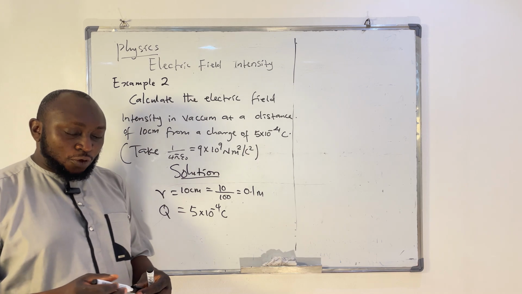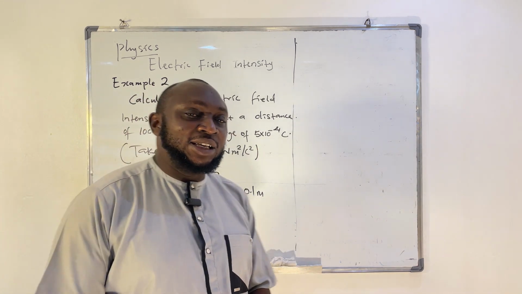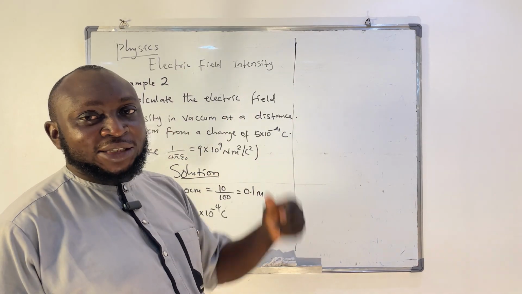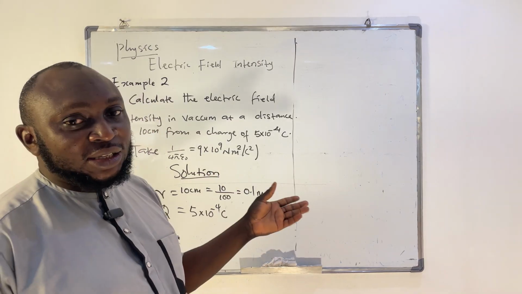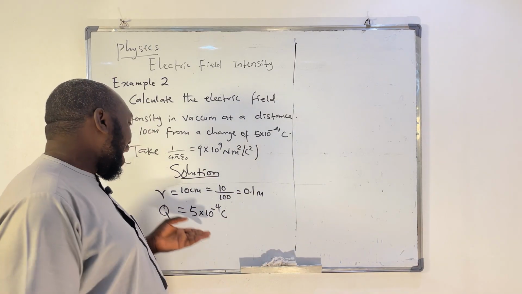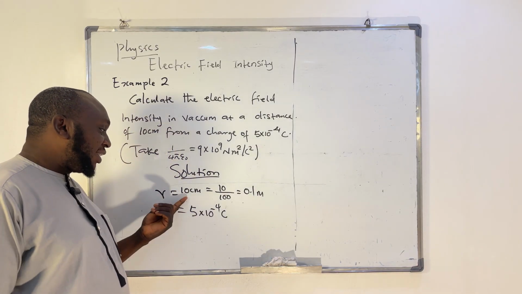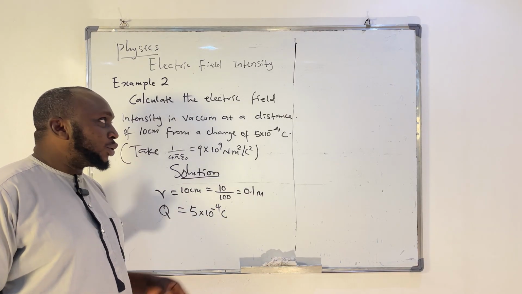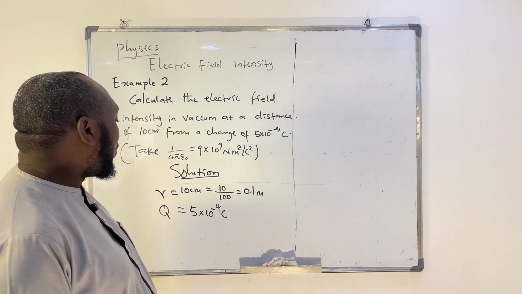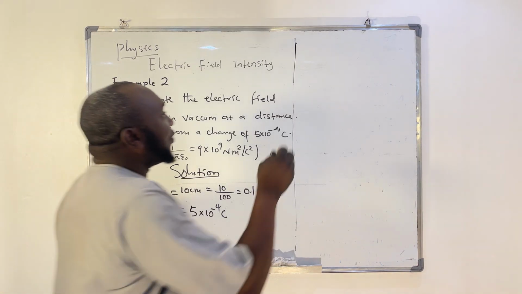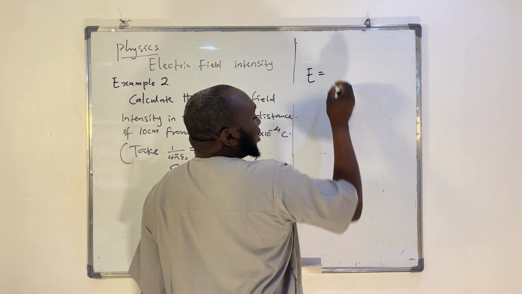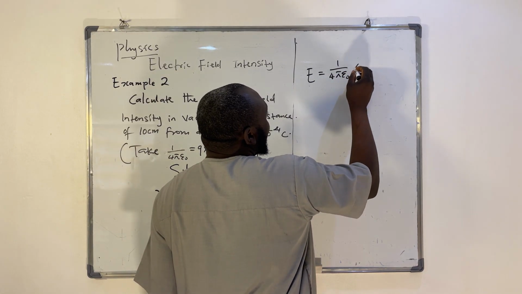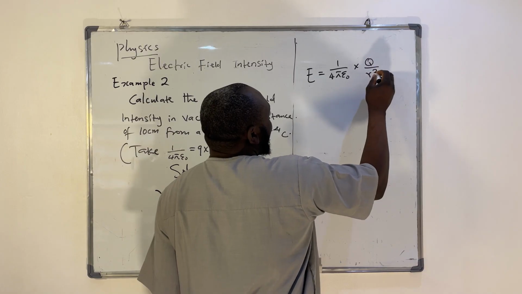I told you that we have two formulas to solve for electric field intensity. The first one we use when force and charge are given, and we used that formula in example 1. The second formula we use when charge and distance are given. The distance, which is 10 centimeters, and the charge, 5 times 10 to the power of minus 4, are given to us. That means we are using the second formula, which is E equals 1 over 4 pi epsilon naught times Q over r squared.